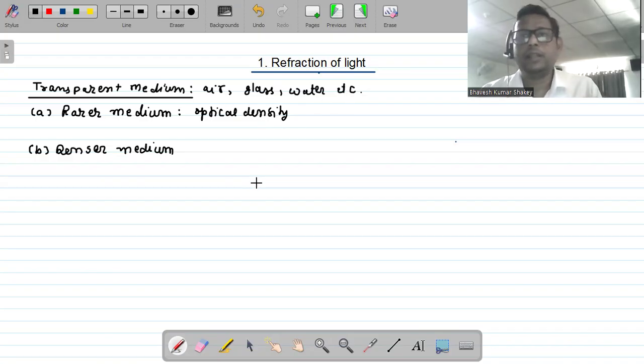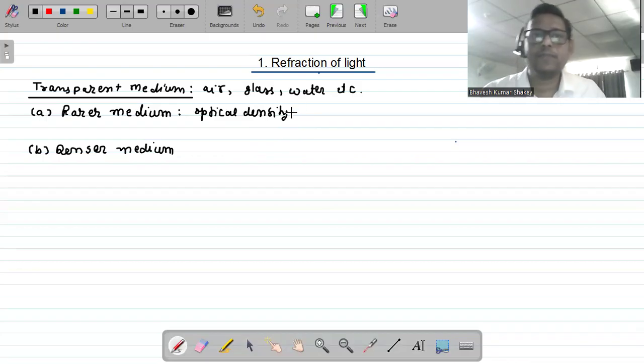Let's say the light ray travels from air to glass. When the light ray travels from air to glass, what happens? The optical density of glass is much more than the air. What is optical density? Optical density is the ability of a material to restrict the speed of light or restrict the motion of light. Because the optical density of glass is high as compared to air, it restricts the motion of the light within the glass.